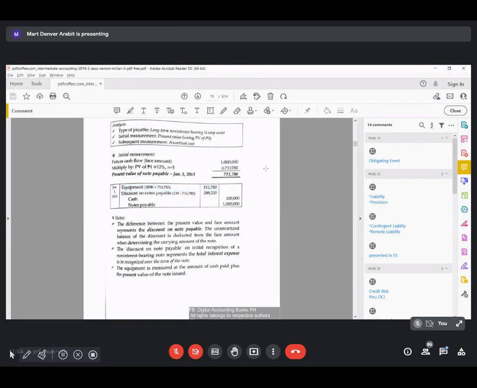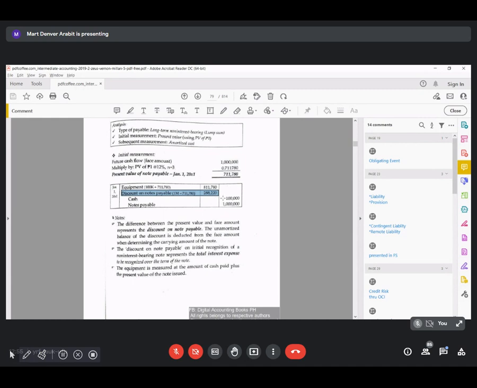So meaning, over time, magbabayad siya ng interest. Okay? Kasi, remember, in-issue niya yung 1 million na notes payable niya in exchange dun sa equipment na meron lamang fair value na 811,000. So, to account for the difference, magre-record tayo ng discount on note payable, which should be amortized over the life of the note payable.